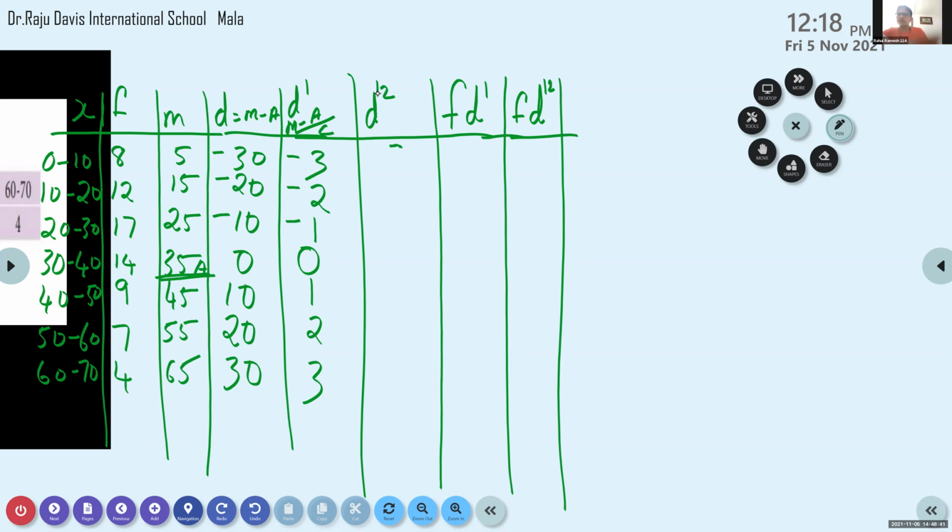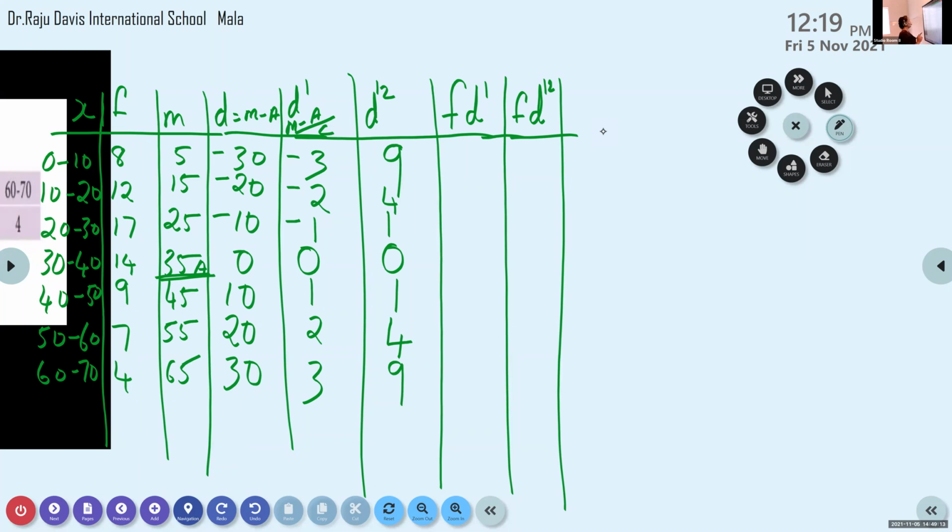9. How come -3 into -3 is 9? Minus and minus will go, right? So only 9. Second one, 4. Third one, 1. Next 0, 1. Next one, 4. Last one, 9. Okay. Next, FD dash.